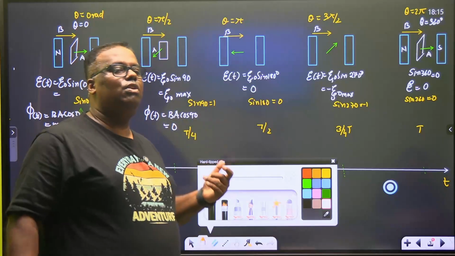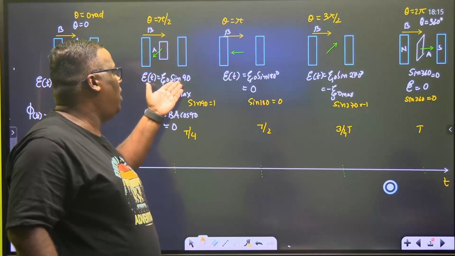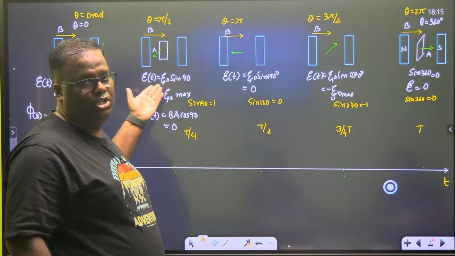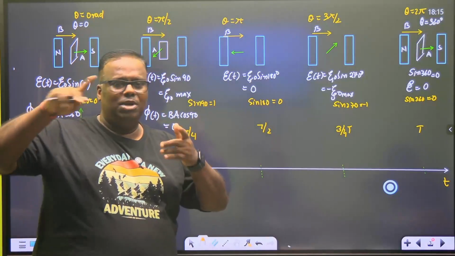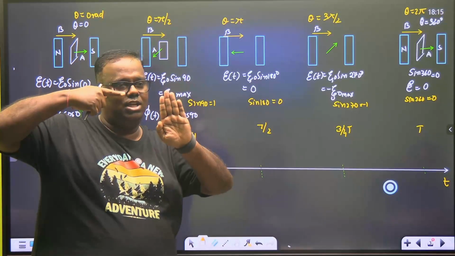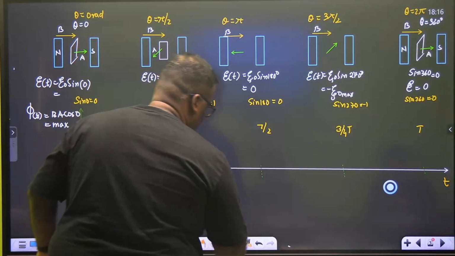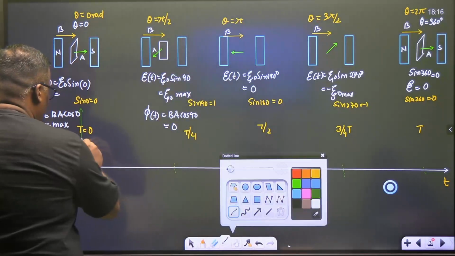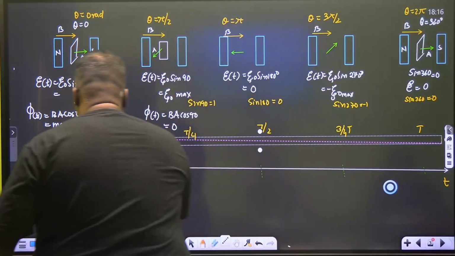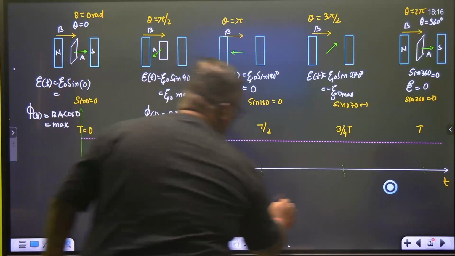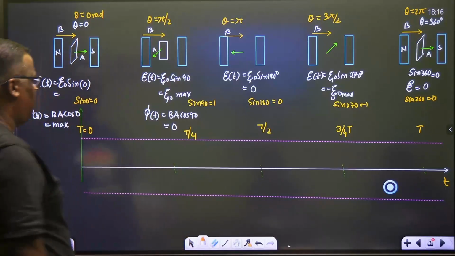And what is the maximum value of sine? 1. The maximum value of sine is 1. But every time you are becoming 1, you have a coefficient E0 also with you. So the maximum value you are picking up is E0. Sine omega t is 1, but you have a coefficient E0, right? So let me put two more parallel lines here. Let this be E0. Similarly, you will have a negative E0 also out here. Yes or no?